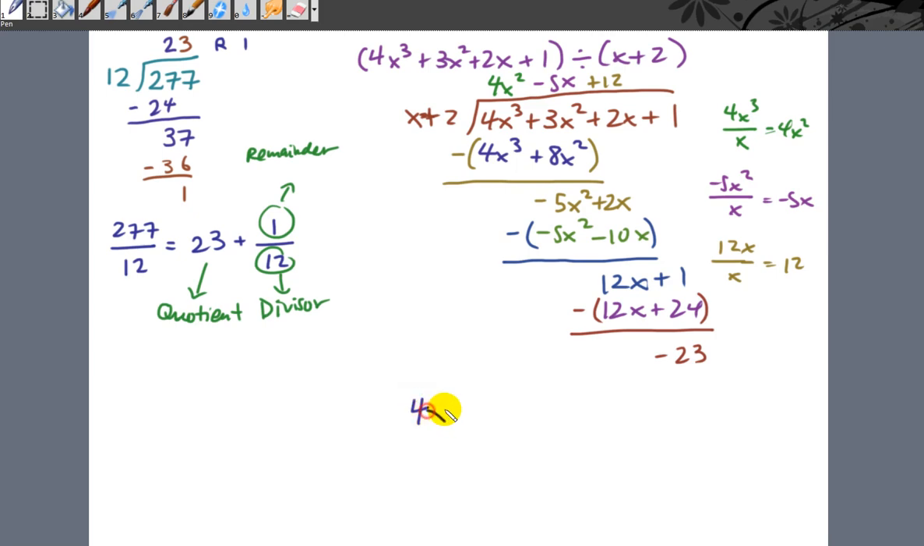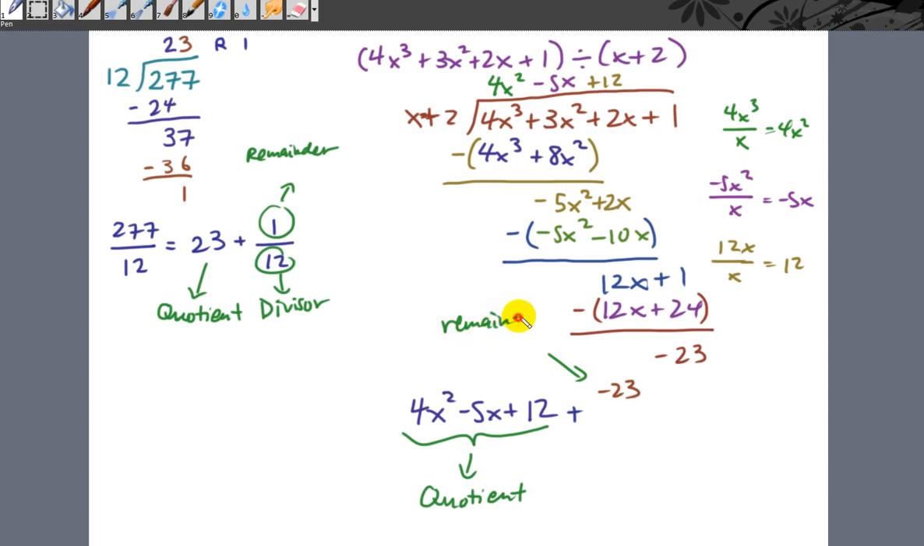Okay, so our quotient is going to be 4x squared minus 5x plus 12. So just so I can put everything in colors here, this is our quotient. Okay, then we're adding our remainder. So this is our remainder, so negative 23, right? This is called our remainder.